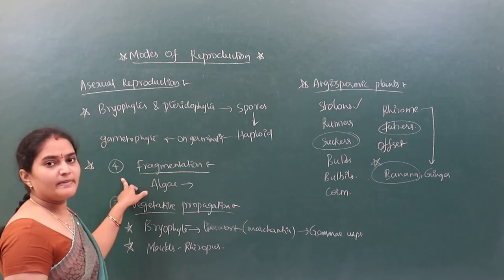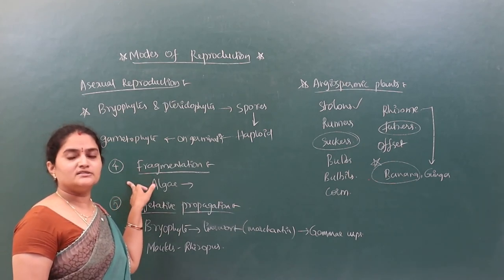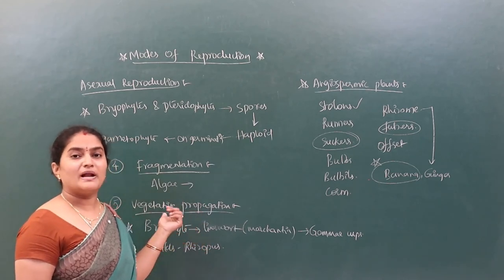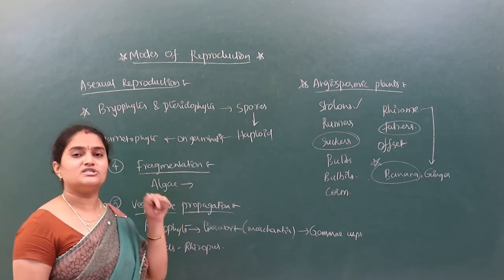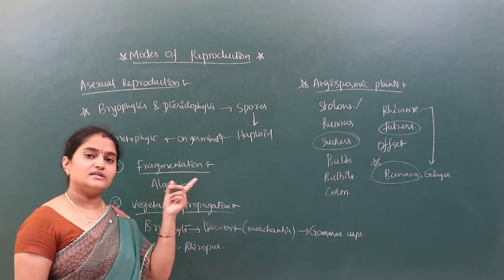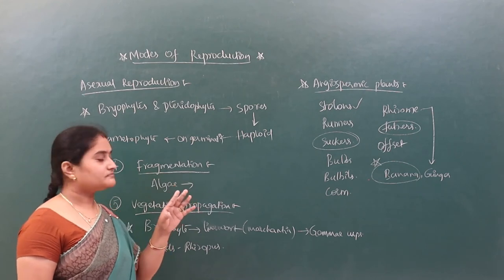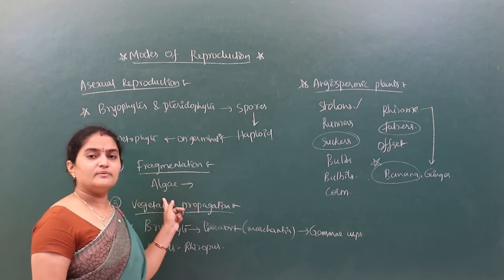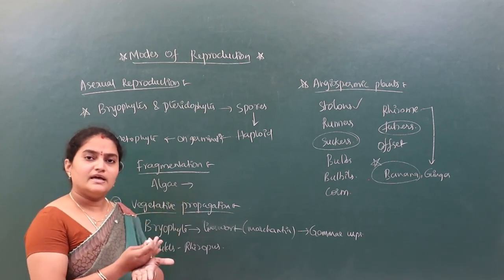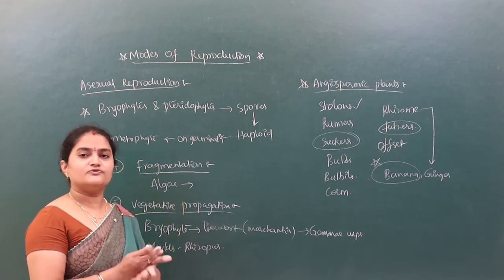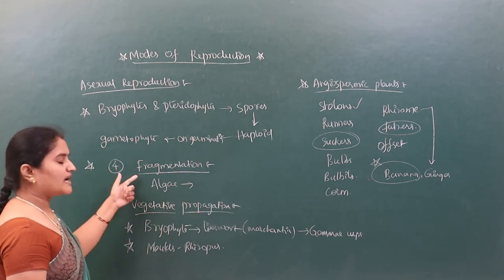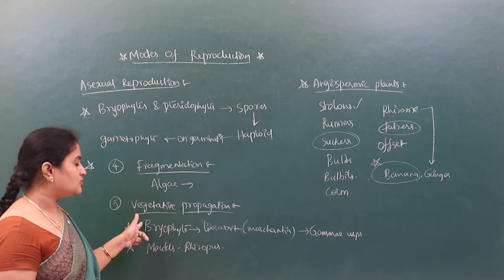And the next one is fragmentation. Fragmentation is exhibited by algae, and another animal that we can include is planaria, as an example of regeneration. So regeneration is done by planaria, and fragmentation is done by algae. If there is a fragmentation, if there is a cut, each fragment will develop into a new plant. Fragmentation also comes under vegetative propagation.